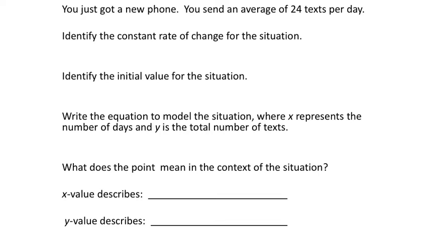All right, this next one, you just got a new phone, you send an average of 24 texts per day, identify the constant rate of change for this situation. Now remember, constant rate of change, that's the slope, okay? And even the second question, what's the initial value right here? That's the y-intercept.